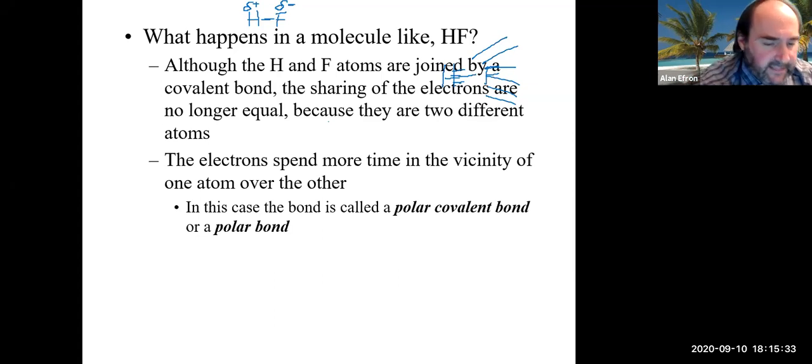And this gives us a different type of covalent bond. This is what is known as a polar covalent bond, or just known as a polar bond. And so in our case of HF here, partially negative, partially positive, unequal sharing of electrons.